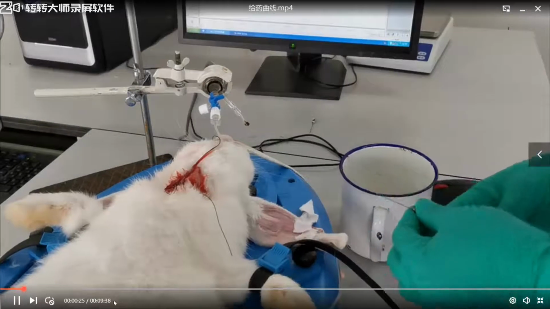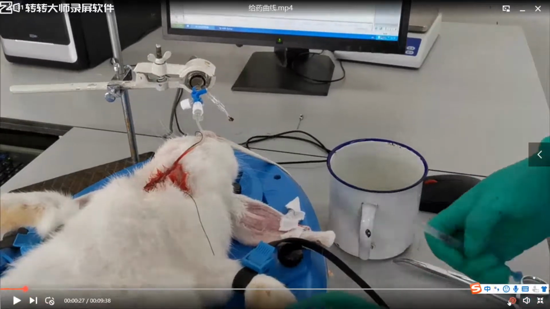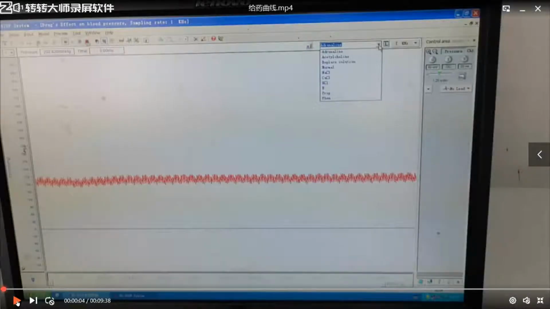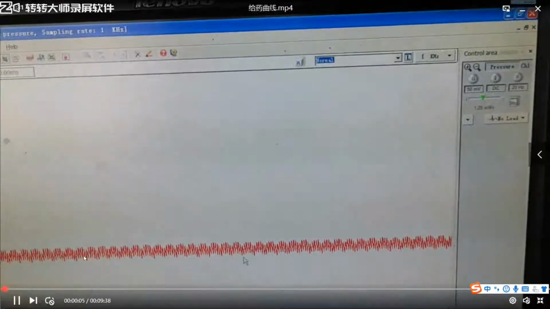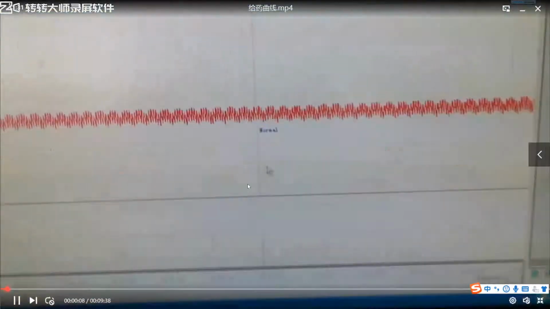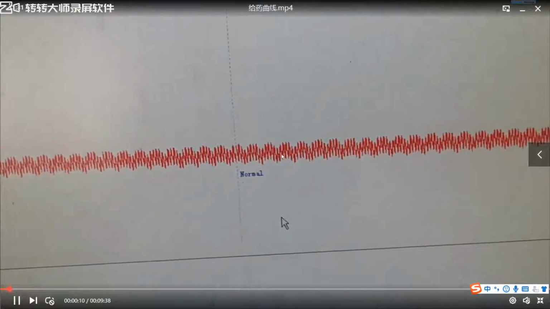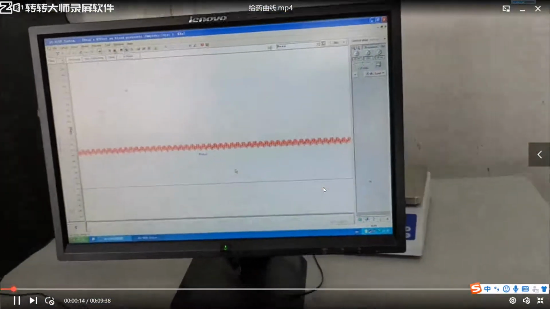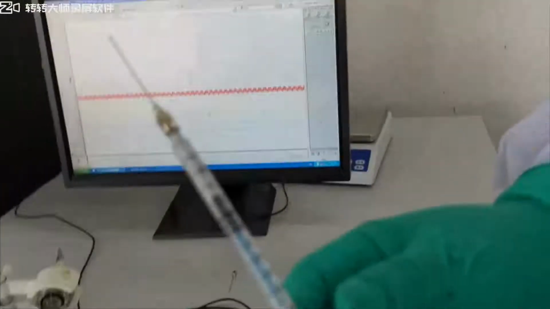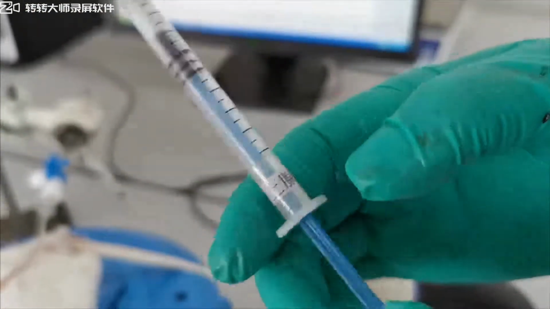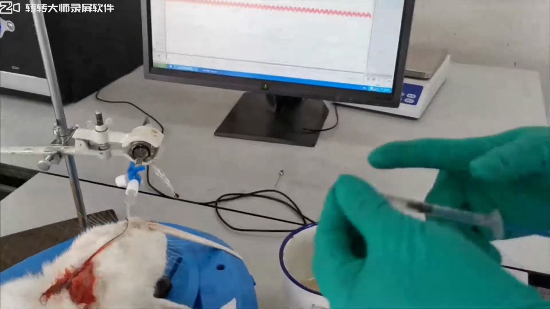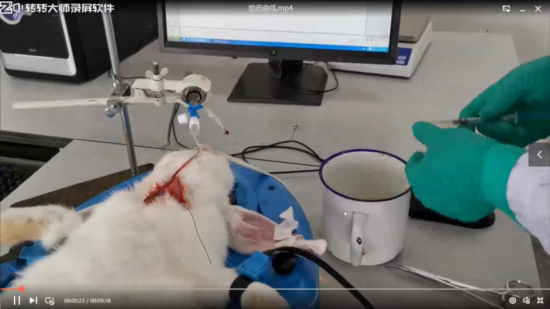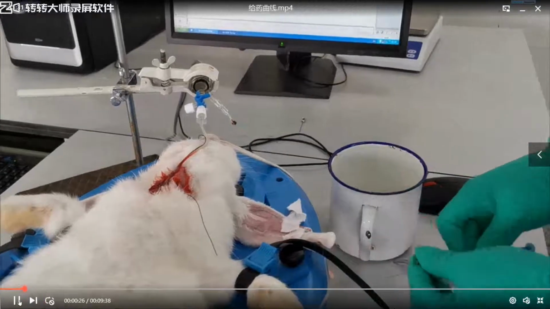Just now we have traced the normal curve. So here is the normal blood pressure curve. And then we will observe the first drug, epinephrine, adrenaline's effects on blood pressure.